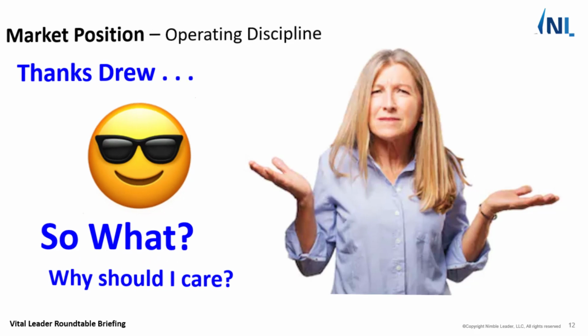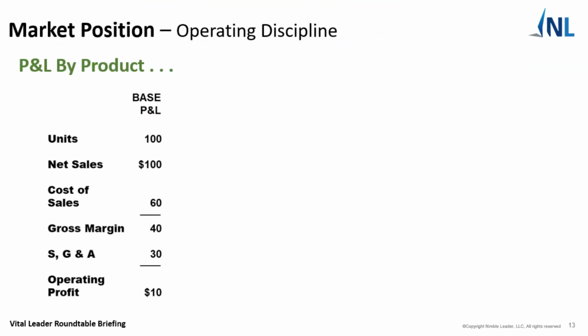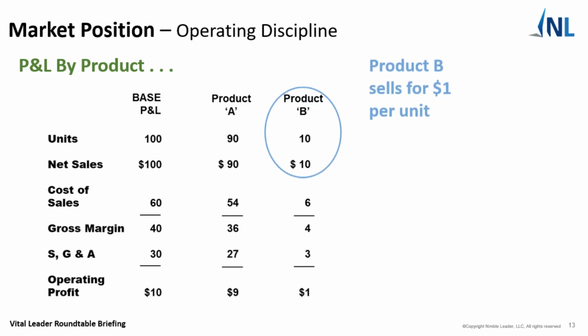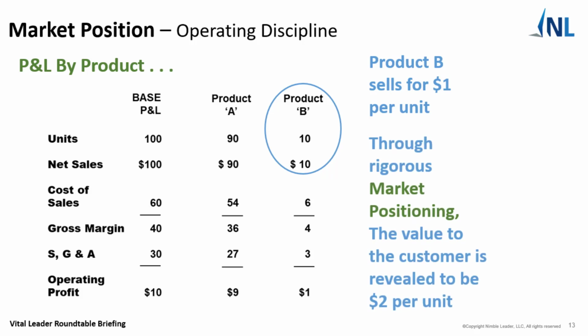And whenever I get this question, I want to go back to the numbers and focus on the numbers because it's really, really important. So if we go back to that base P&L and we break out that 100 units for this company into product A and product B, and we see that with product B, they sell 10 units at $1 a piece for $10. And then they go through a rigorous market positioning exercise and they realize that the value to the customer of product B is actually $2.